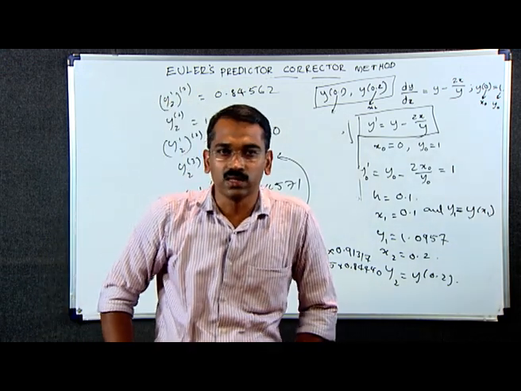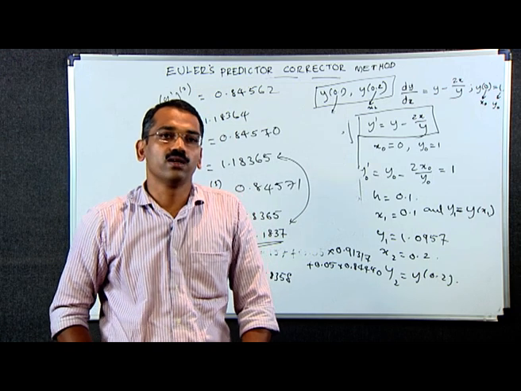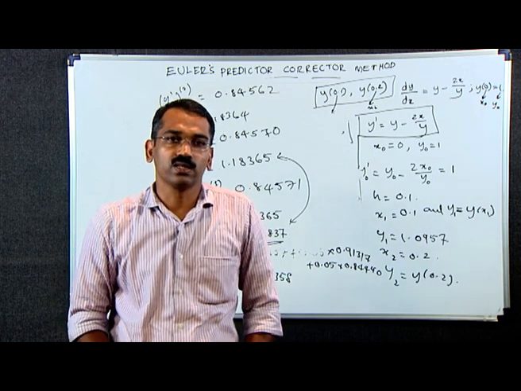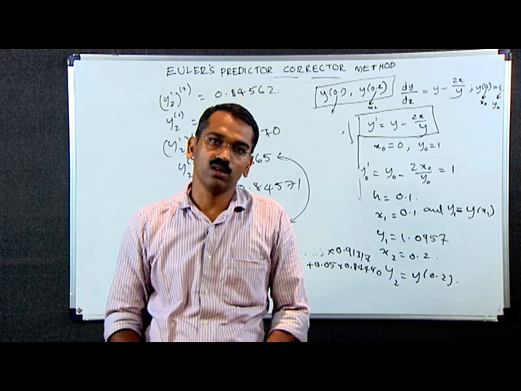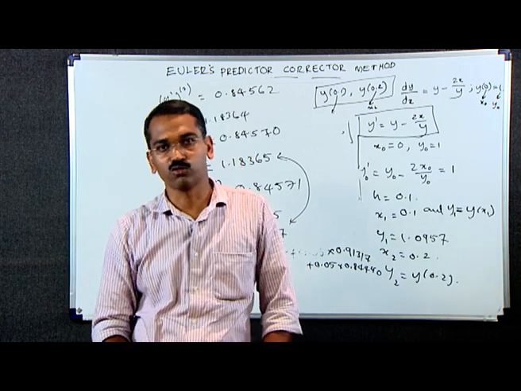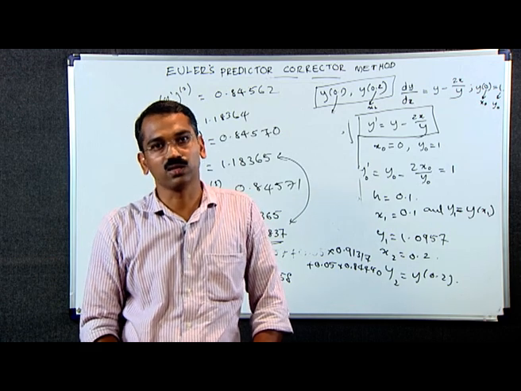Now, let me conclude this session. In this session, we discussed the Euler's predictor corrector formula to solve the ordinary differential equation of the form dy by dx is equal to f of x, y, given that y of x naught is equal to y naught.